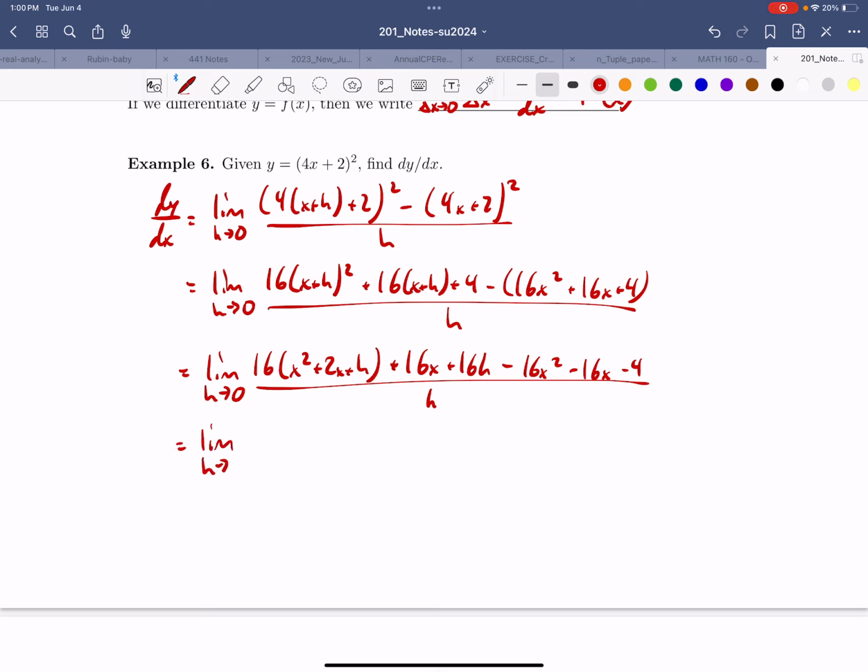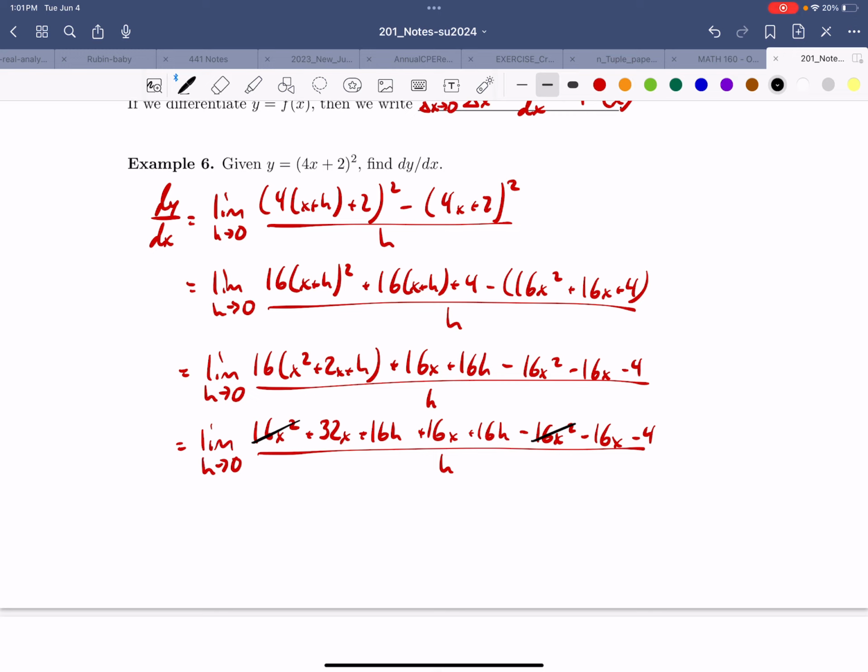Multiplying this all out one more time, just get rid of those parentheses. We get 16x squared plus 32x plus 16h plus 16x plus 16h minus 16x squared minus 16x minus 4, all over h. Now, remember, the goal of all of these derivative problems is always to cancel out the h on the bottom every single time. So what we hope is that all of the non-h terms in the top go away. And sure enough, they do. This cancels with that.